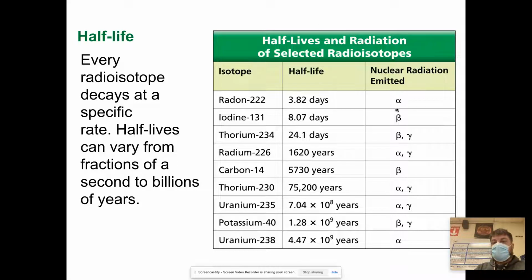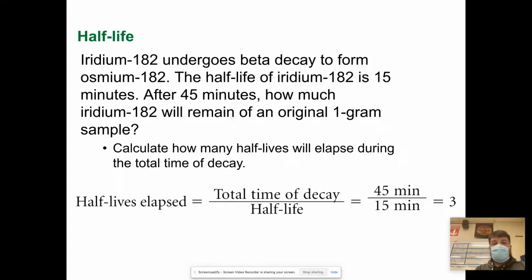So anyways, these are the particles. This is the Greek letter alpha. This is the Greek letter beta. And this is the Greek letter gamma. So alpha particle, beta particle, gamma ray. Okay? The amount of time that it takes for the half-life, as you can see, could be billions of years. So uranium-238 takes a long time. Okay? Radon, very little time, 3.82 days. Okay. Carbon-14 is 5,730 years, and it emits beta particles.